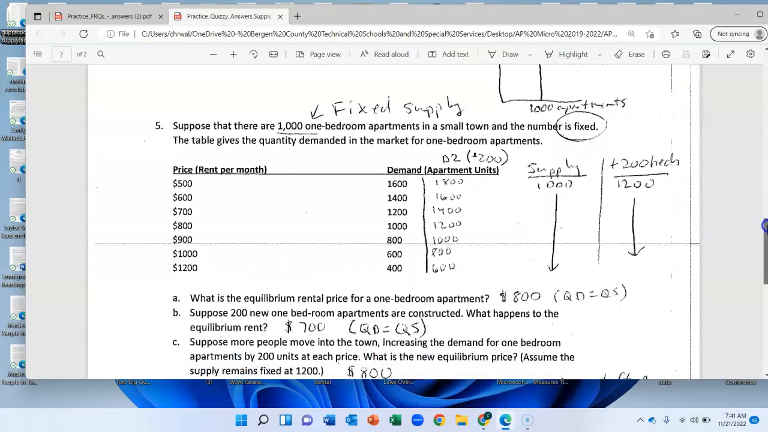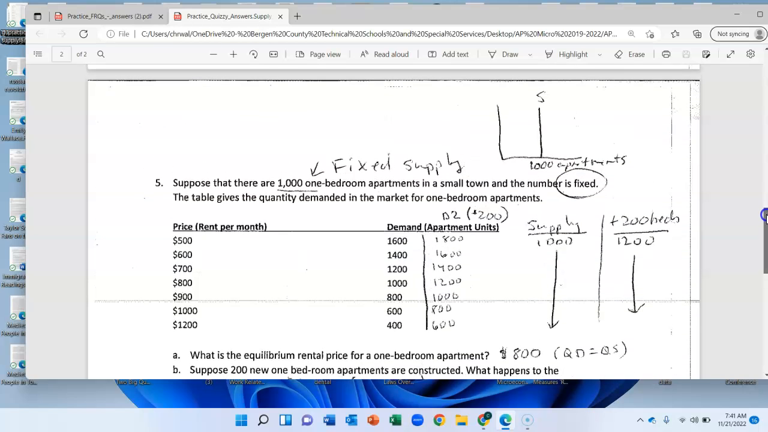Number 5 was the one that was probably a little bit trickier, so let's go over this one. Suppose there are 1,000 one-bedroom apartments in a small town and the number is fixed, okay? Sometimes you're going to see a question like this, and you can see on the graph above how you would graph this. This is an example of not an upward sloping supply curve.